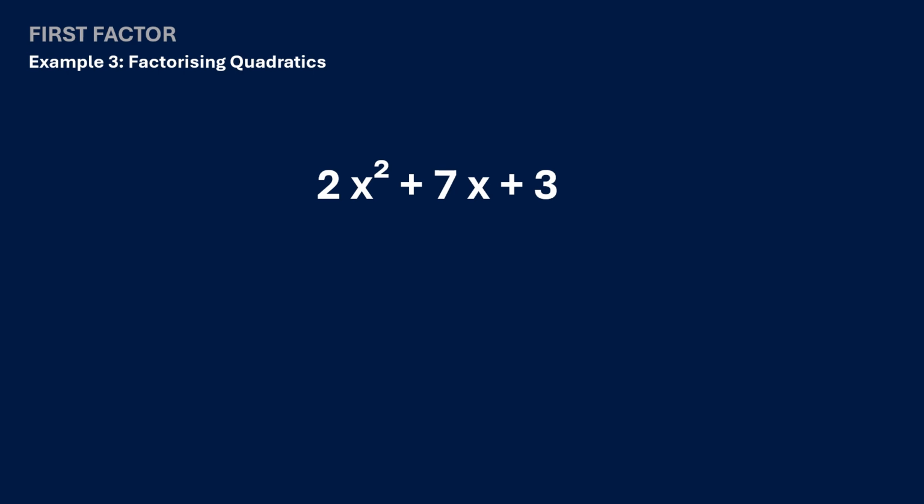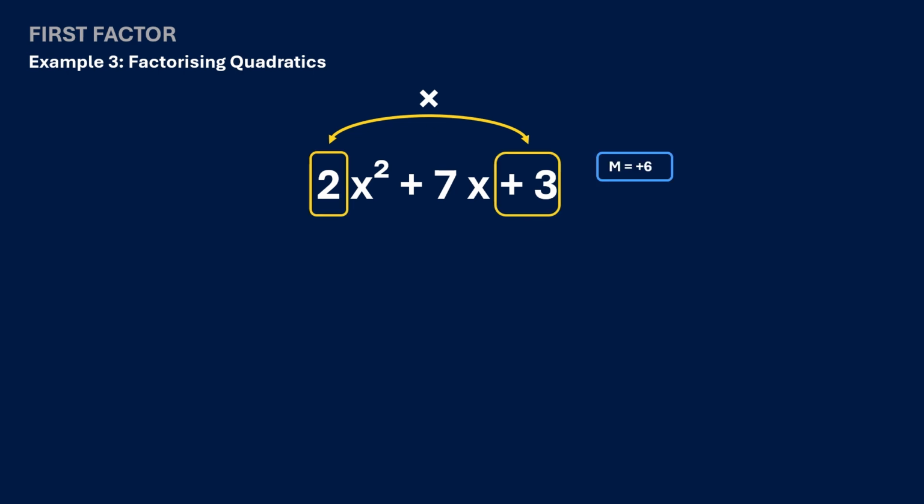So we start off by working out what our m is. In this case, we need to multiply the 2 and 3 together, which gives us a 6. And then for our a, we just take our 7 as normal in the middle, so our a is equal to 7. We now need to find two numbers that multiply to give 6 and add to give 7, and those two numbers are 6 and 1.